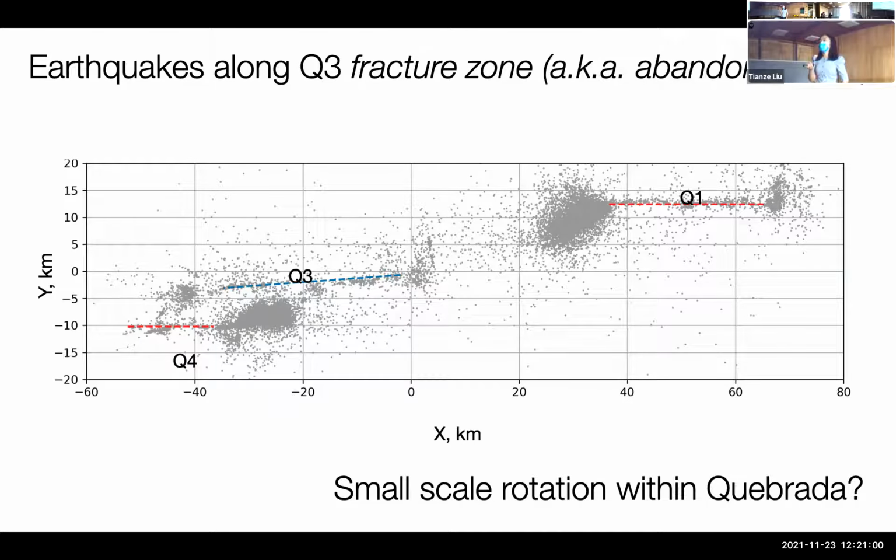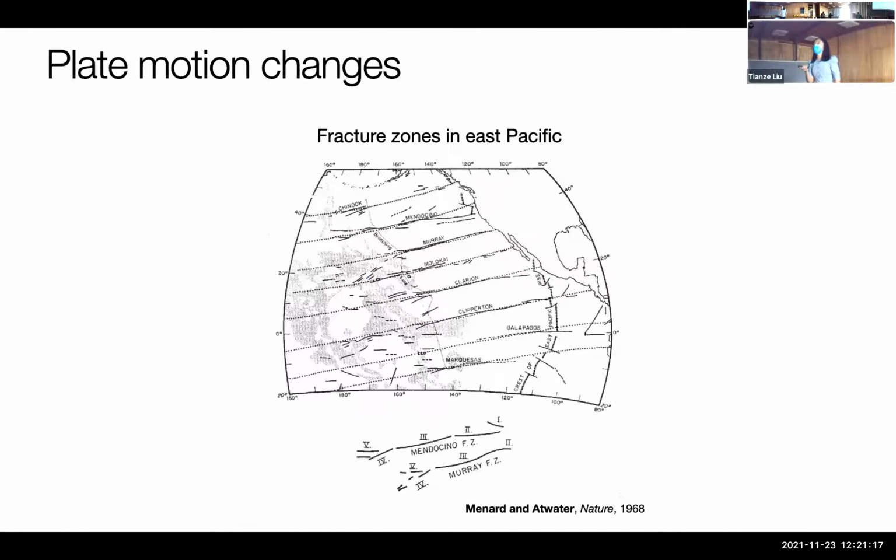And this made me think that maybe some small scale plate rotation within this Quebrada transform system causes relative slip around the Q3 that generates these seismicities along the fracture zone. Plate rotation is not a new idea. Many features of the seafloor indicate where plate motion changes or plate rotations have occurred.